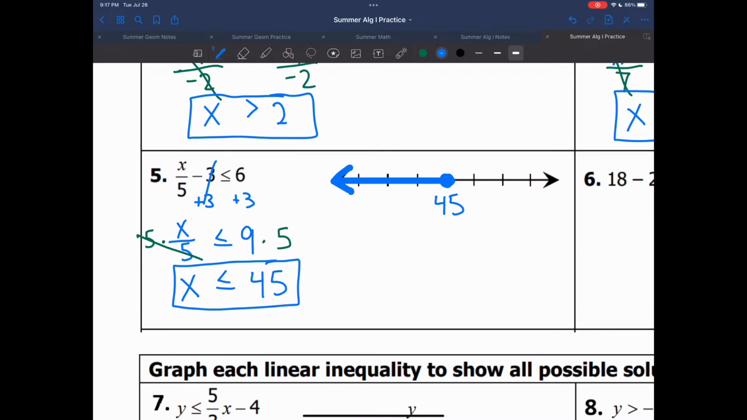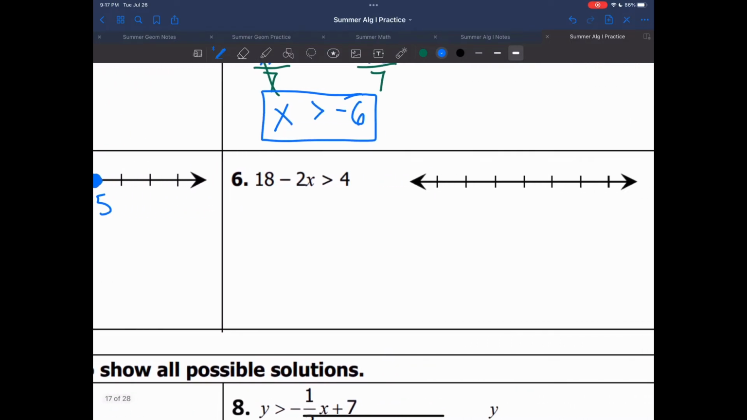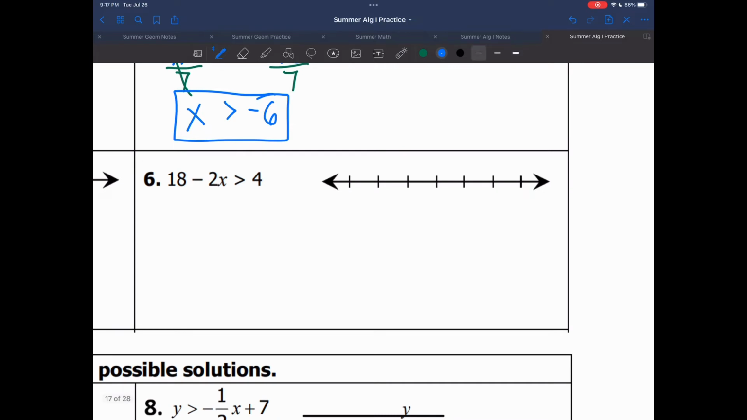All right, last one of this section. Go ahead and solve for x. Now careful here, they kind of switch the order of it. So notice your x is right here, so you want to get rid of this 18. It's a positive 18, which means I need to first subtract the 18 from both sides. We get negative 2x is greater than 4 minus 18.